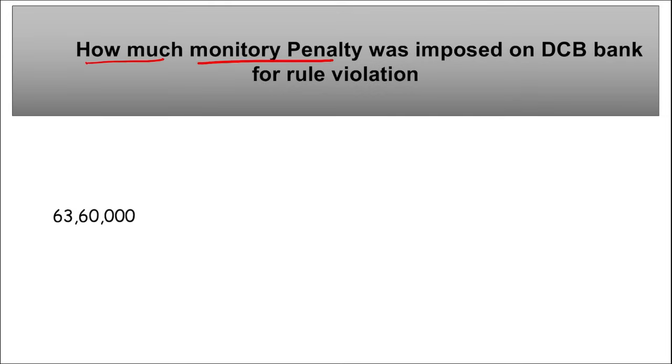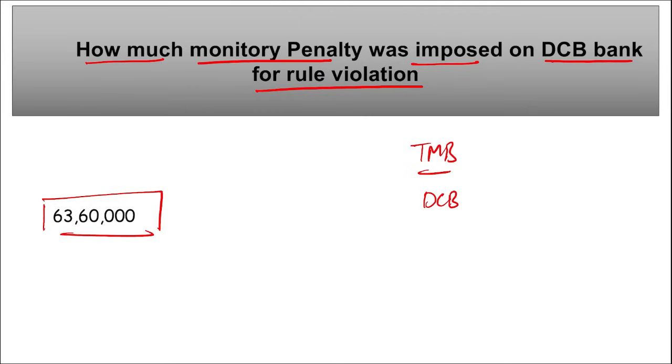How much monetary penalty was imposed on DCB Bank for rule violation? Recently RBI has imposed monetary penalties on two banks, that is TMB, Tamil Nadu Mercantile Bank, and DCB Bank. On DCB Bank, the monetary penalty was 63 lakh 60,000 rupees, and on TMB, Tamil Nadu Mercantile Bank, the penalty was 1 crore 31 lakh 80,000 rupees. So remember both of the penalties.